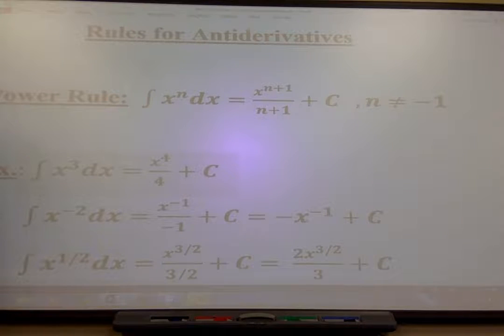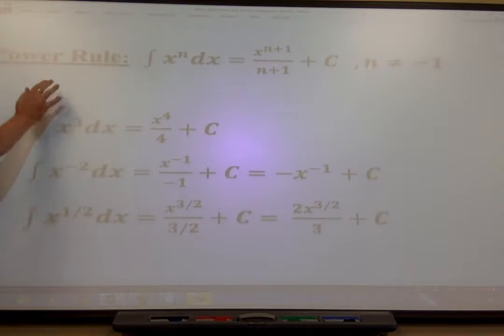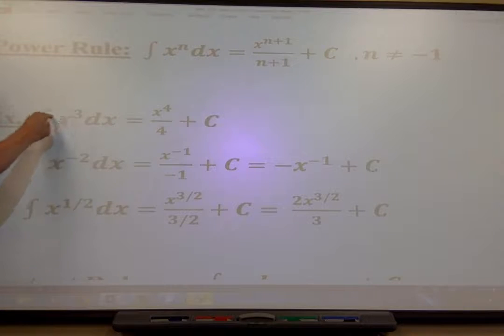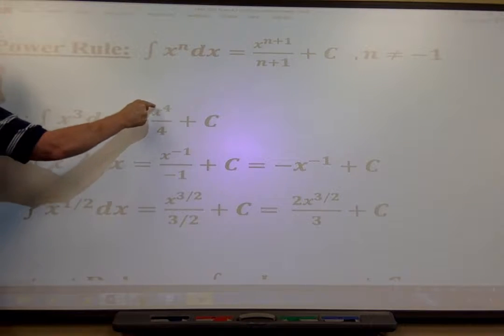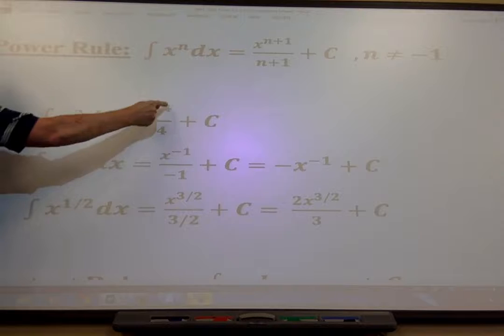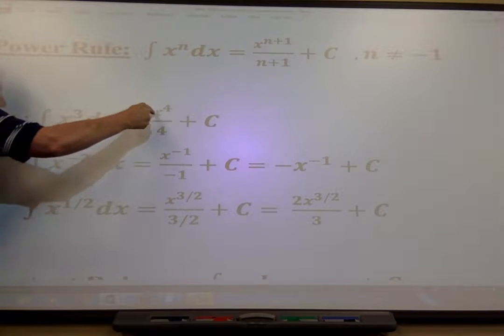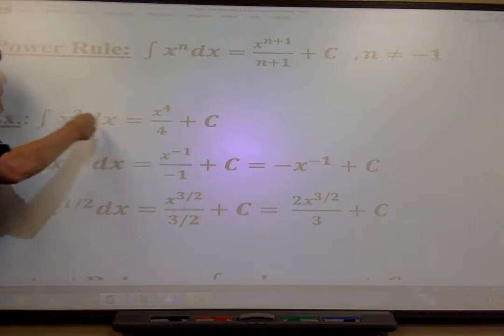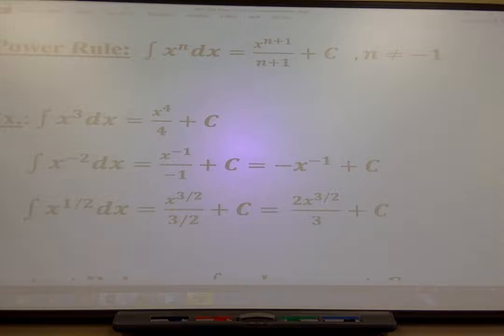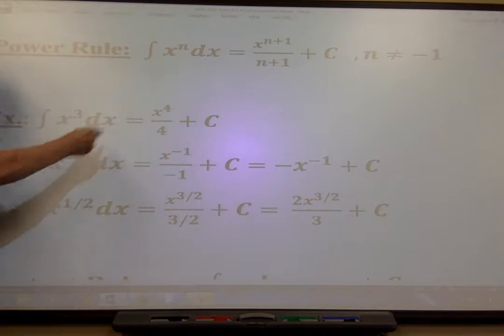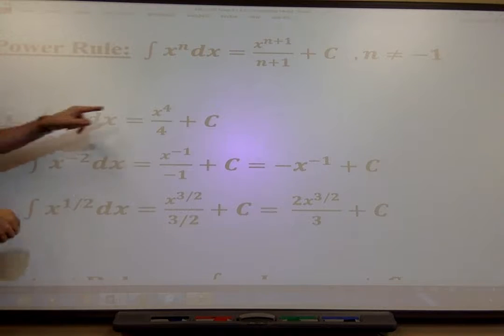Why is it n plus 1? Or not at the top, but at the bottom. Why is it n plus 1? Look at this example. Here's a good one. Would you agree that if I want the antiderivative of x cubed, it would be x to the 4th over 4? What's the derivative of this? 4x cubed over 4. The 4's would cancel. You get that back. So in other words, I have to divide by the new exponent. What would be the derivative of this?